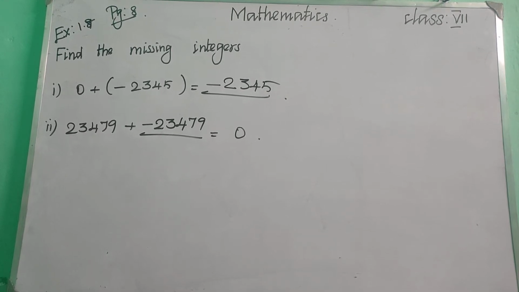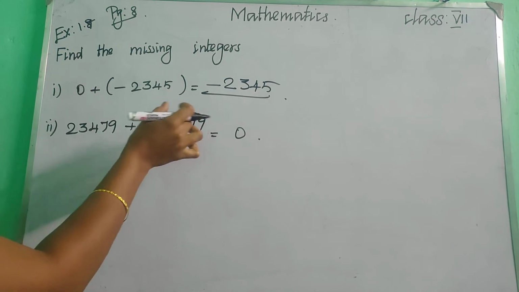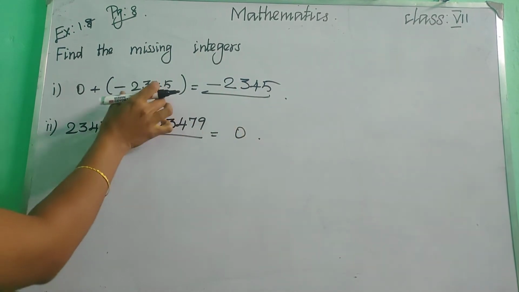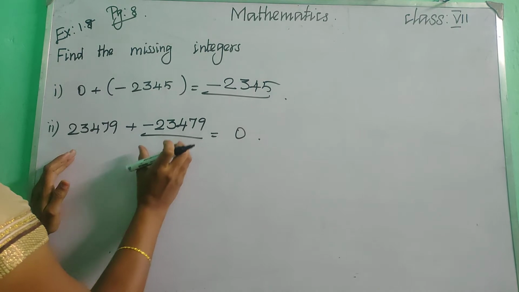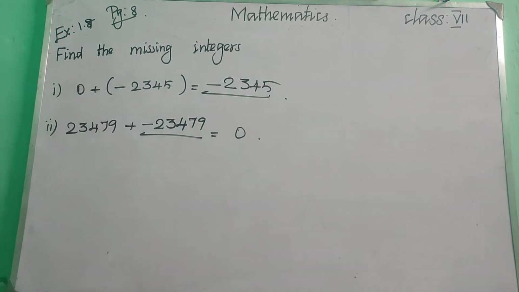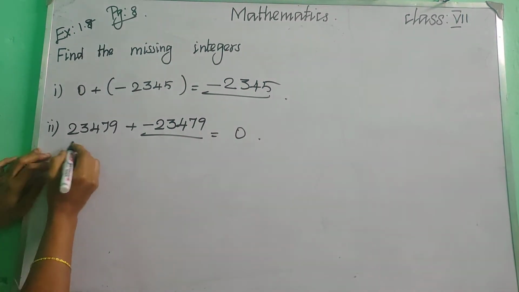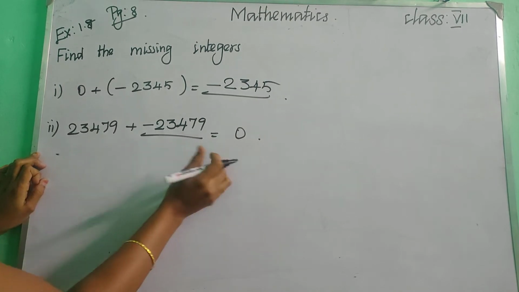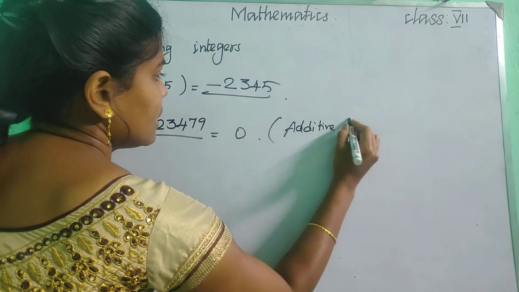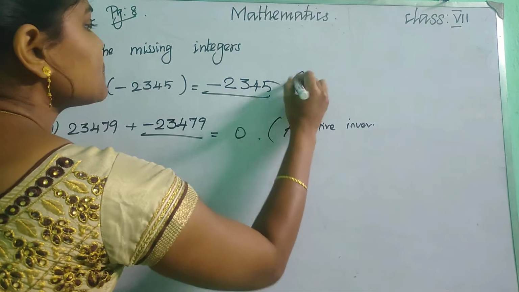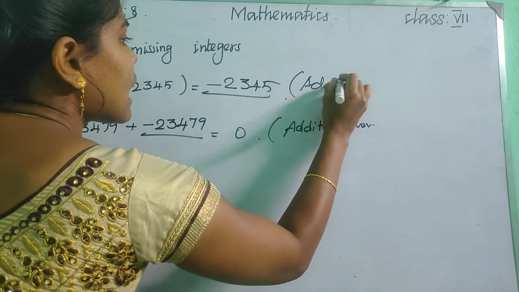Additive identity means we put the same number: simply, what will be added with this number to get the same answer. Additive inverse means simply what will be added with this to get 0. That is called additive inverse. So therefore it's by additive inverse.